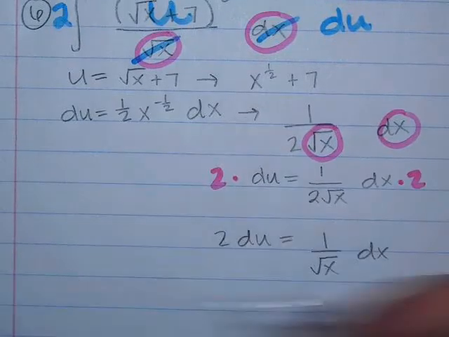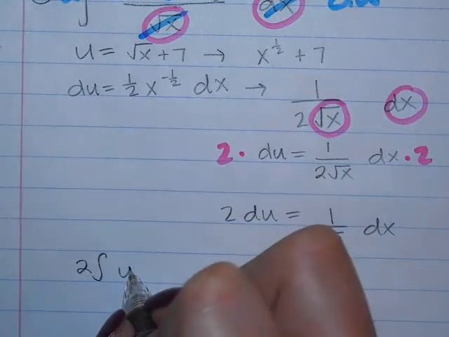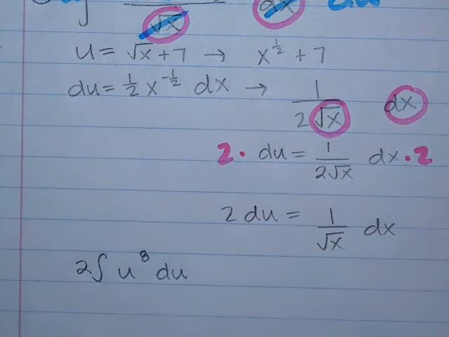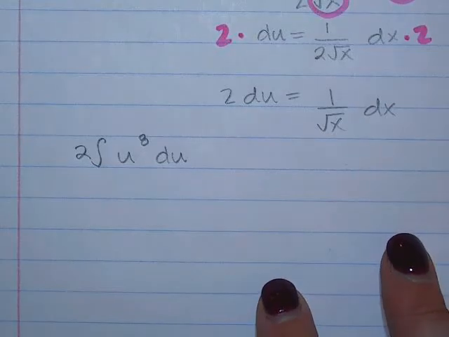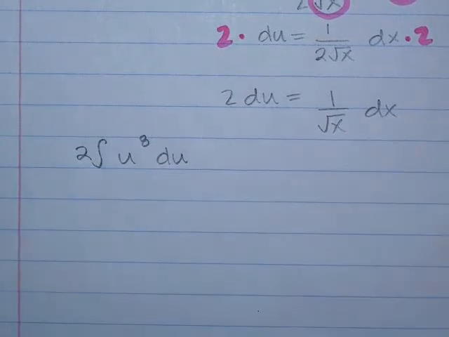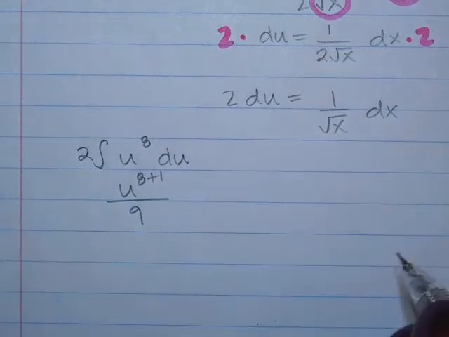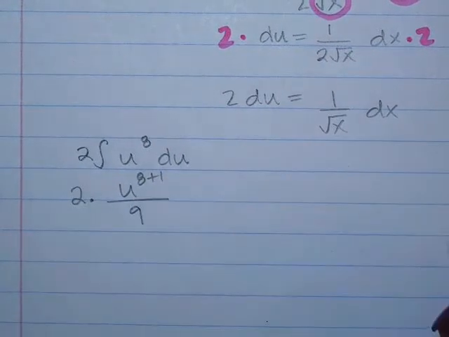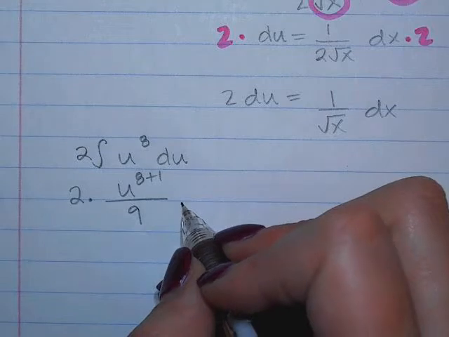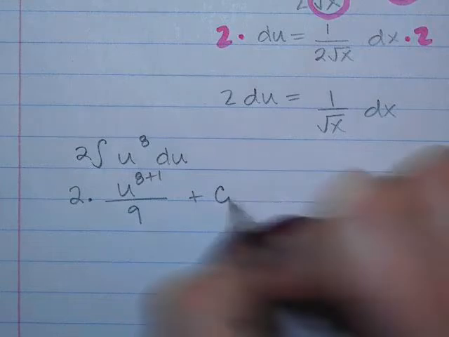All right, so at this point, we are integrating 2 times the integral of u to the 8th du. And what do I do with that? Plug in u into here. Just integrate. Yeah, use the rule, right? U to the 8th plus 1 divided by 9. Still got the 2 on the front. What do I do on the end? Plus c. Okay.